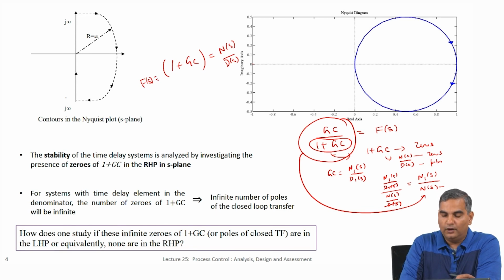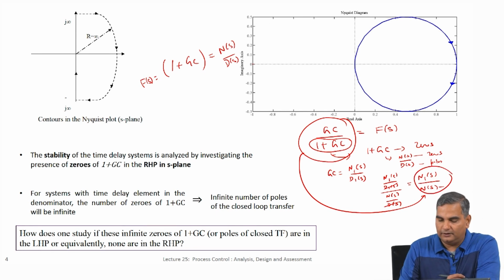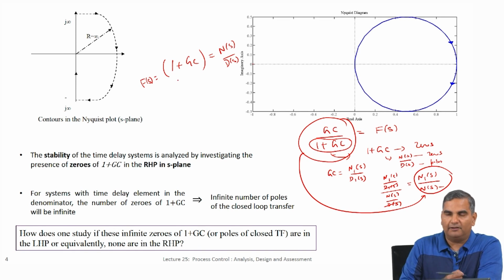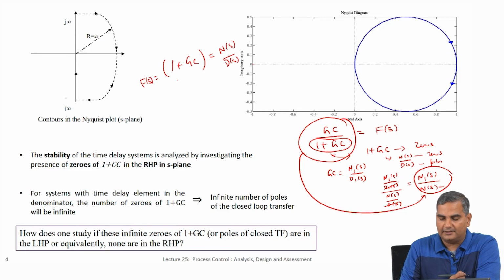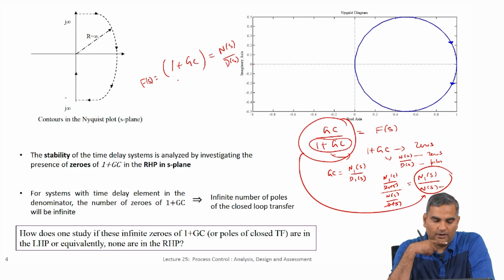So the whole question of stability of the closed loop has boiled down to this, where I am saying F of s is 1 plus Gc, which I can write as a numerator by denominator polynomial. Now from this I know that if the zeros of this F of s, which are the roots of the numerator polynomial, are in the right half plane, then my closed loop system is going to become unstable. So the question is, how do I connect what I want to solve here with whatever I have seen till now?